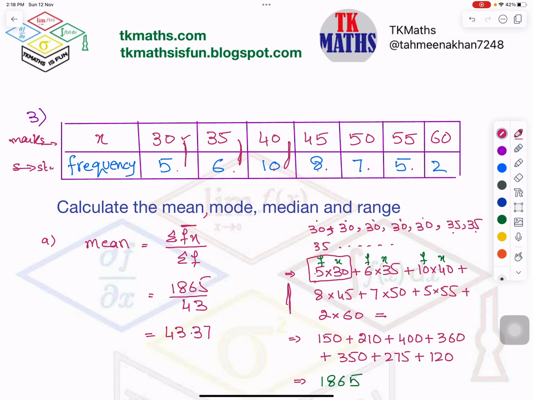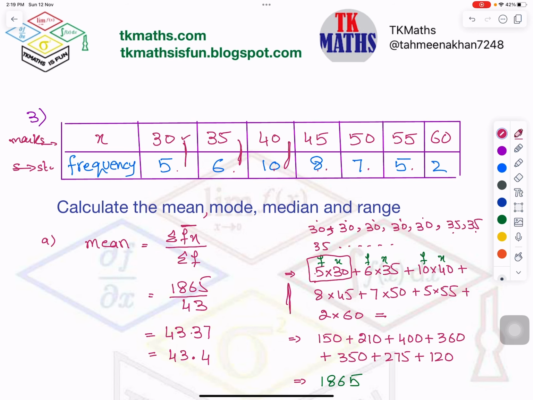Right? You can write it in 2 decimal or 1 decimal places, depending on what is asked in the question. Otherwise, we give the answer in 3 significant figures, which will be 43.4. Okay. Let me just divide one more time. 1865 divided by 43. Okay, correct.